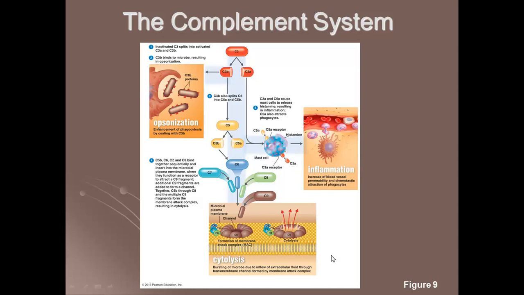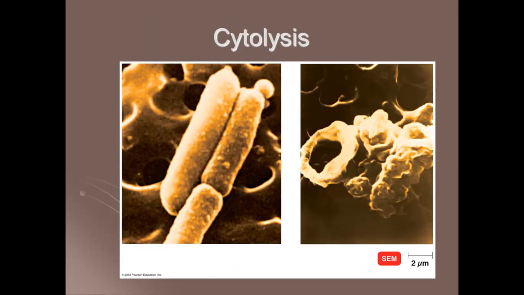And here it ties it all together for you, showing you the inflammation of C3A. We can see opsonization with the C3B, and then here we can see our 5 complement proteins coming together and forming a pore and causing cytolysis. Here's a picture of cytolysis occurring to a bacterial cell here.